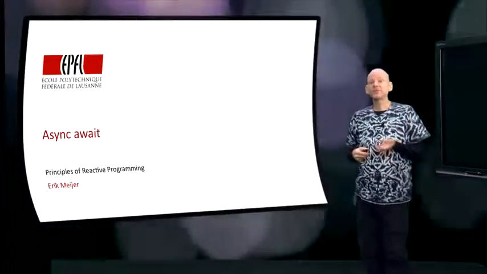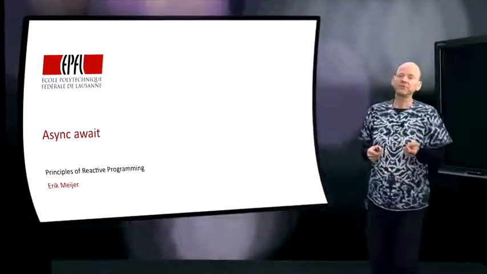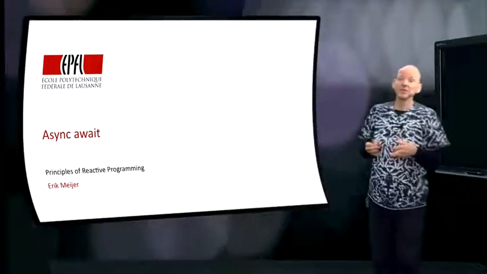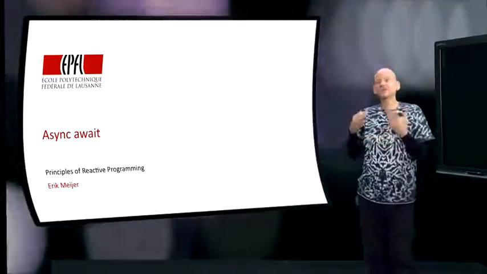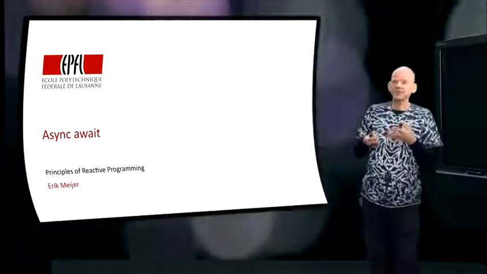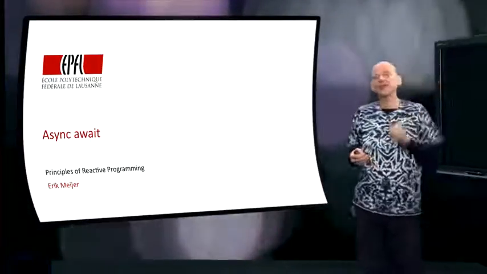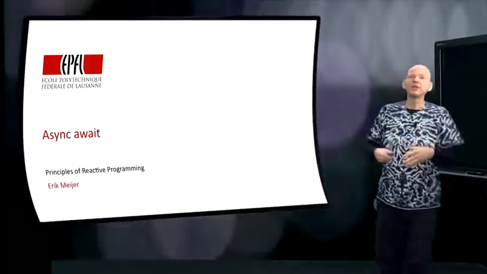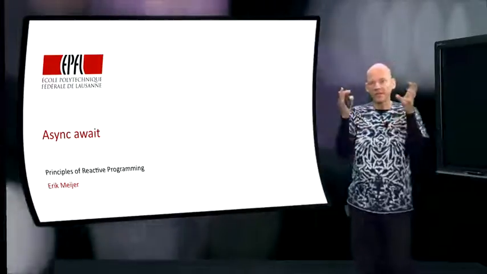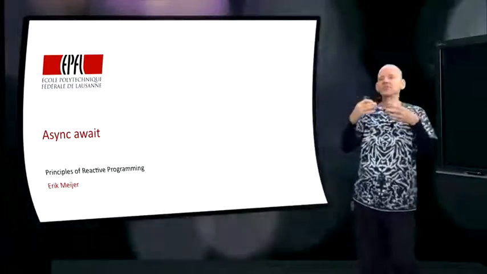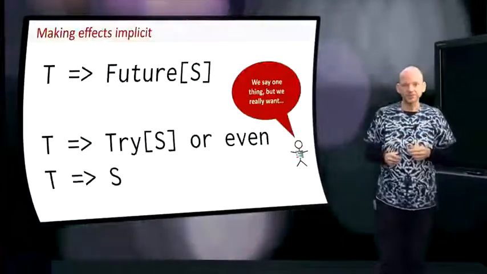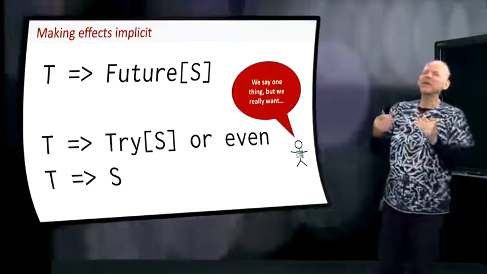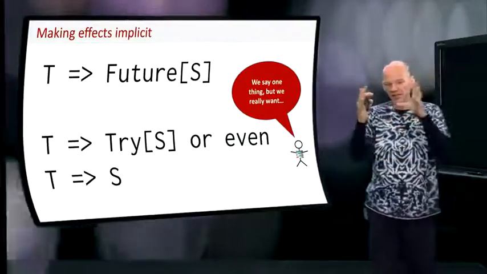But the price that we have to pay is that we have to write things using flatMap and higher-order functions, where sometimes really what we want to do is write just simple, old-fashioned control flow. And async await is a feature that allows you to go back, forget about futures and so on in a limited context, and then just write regular imperative code. So what we want to do is make effects implicit again, but in a limited scope.